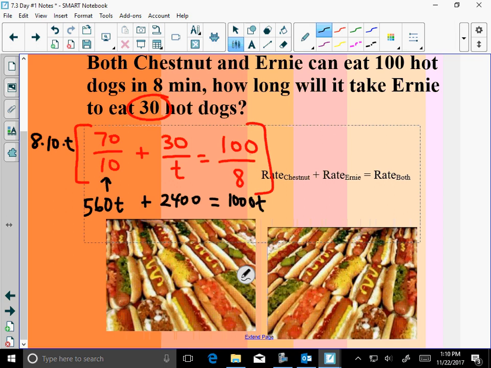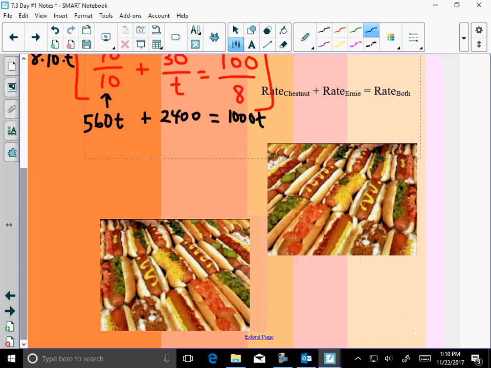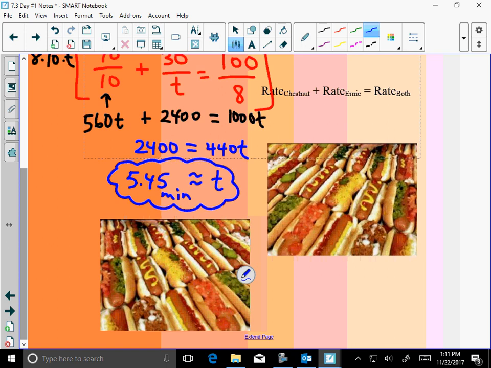Now I have a linear equation, right? And I can solve for t. Let's do that real quick. I like linear equations. Linear equations are my favorite. Okay, so I have 2,400. If I subtract 560 t over to the right side, I get 440 t. It looks like t is going to be between 2 whole minutes and almost 6 minutes, something like that. Does that look about right? What's 2,400 divided by 440? 5.45 minutes. So it would take this Ernie fellow just under 5.5 minutes to eat 30 hot dogs.